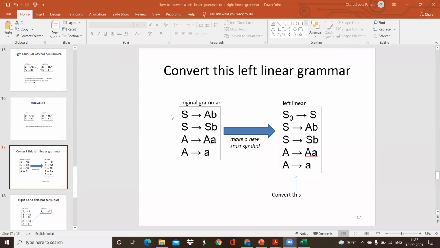This is a left linear grammar. You have to convert it to its equivalent right linear grammar, and here you have to make a new start symbol, and that is the reason this production rule is added here. Now you have to convert this left linear grammar to the right linear grammar. So I'll give you 10 minutes, and you finish it off, and at the end we will check the result.